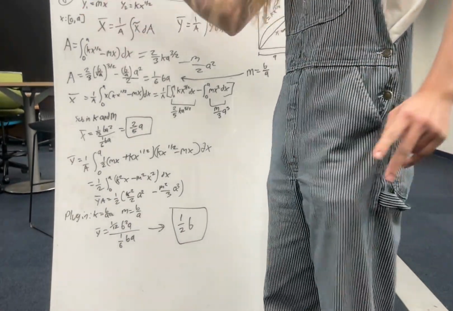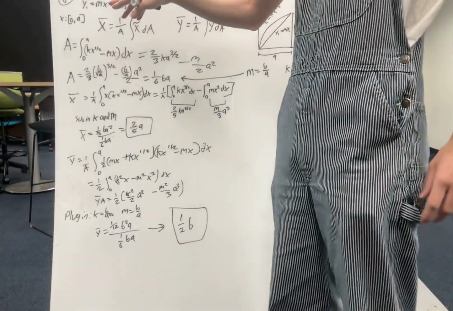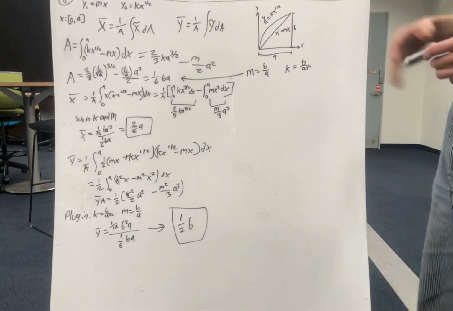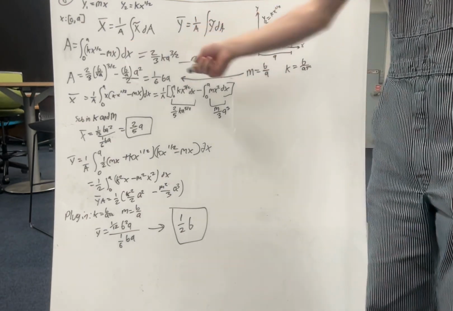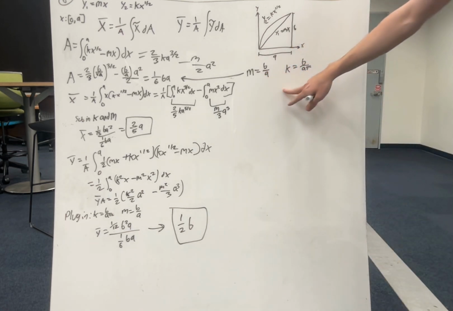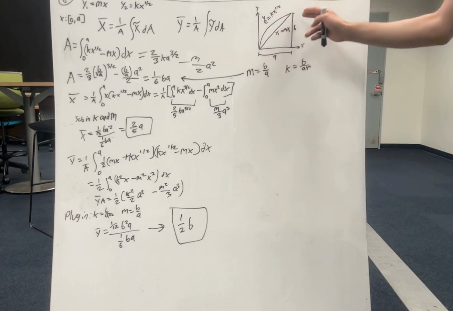It's the integral of the top curve minus the bottom curve. And we have a lot of variables here, which we don't like. So we have to derive m and k. m you can do graphically pretty easily.